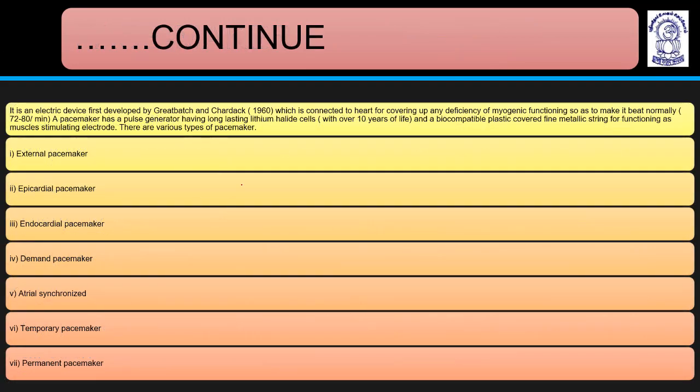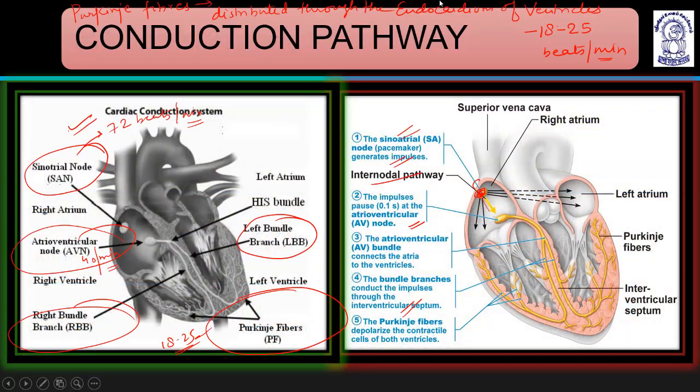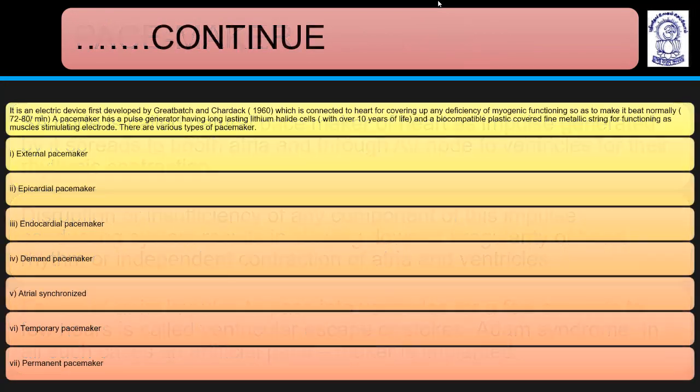The artificial pacemaker is an electric device first developed by Greatbatch and Chardack in 1960, which is connected to the heart to cover up any deficiency of myogenic functioning so as to make it beat normally, 70 to 80 beats per minute.